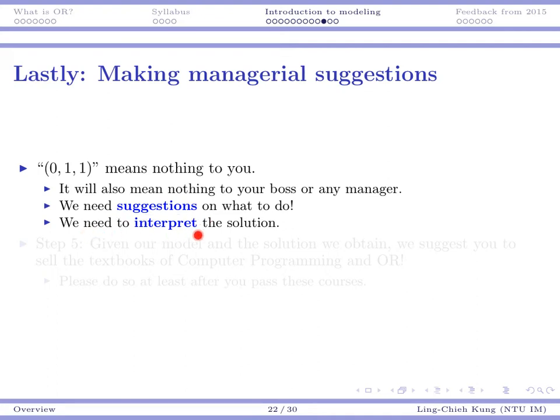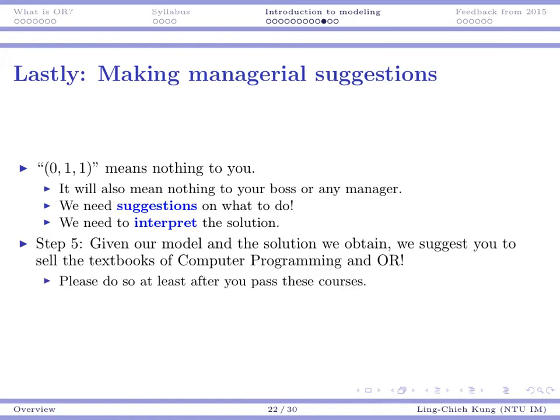That means you need to interpret your solution. In this example, it's simple. The conclusion would be the following. Given our model and the solution we obtained, we suggest you sell the textbooks of computer programming and OR. This is the exact action plan, the exact suggestion to the decision maker about what you should do. Okay, that's the interpretation part.